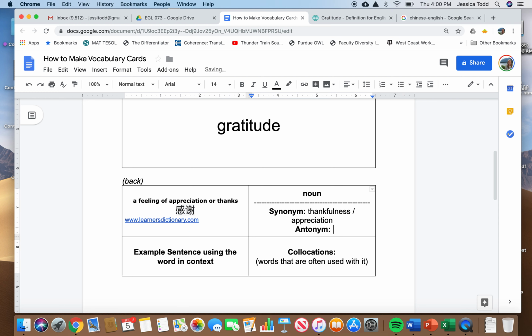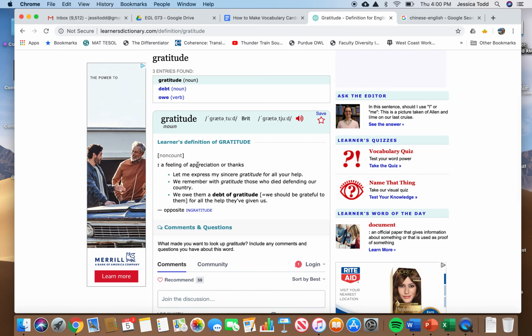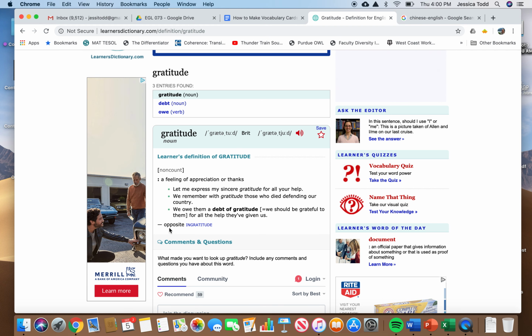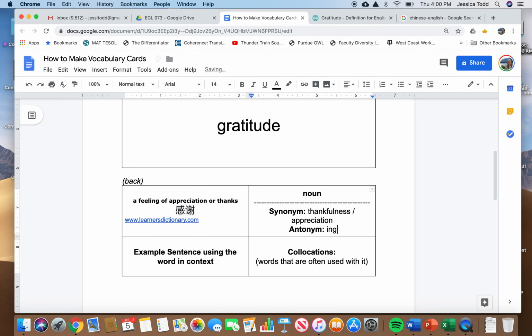For antonyms, I'm really not sure. So I'm going to check the definition in the dictionary again and see if it has any antonyms. Let's see, gratitude, gratitude, gratitude. Oh, it gives you the opposite, ingratitude. Okay, that's also very new for me. And this might be useful, especially in writing. If I want to make a sentence with the antonym, I have it right there, ingratitude.